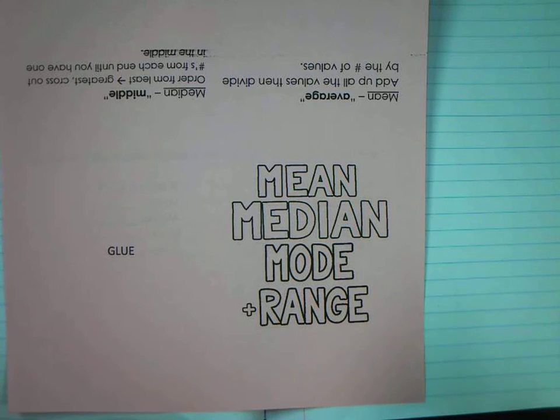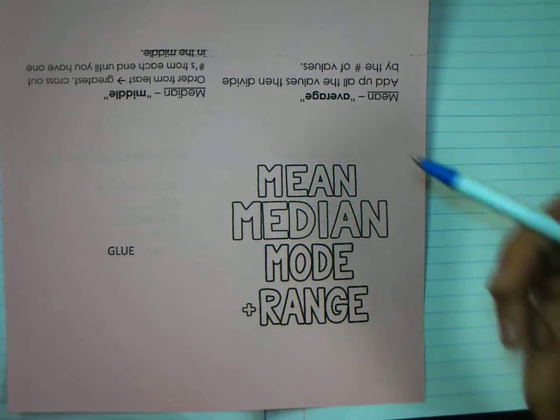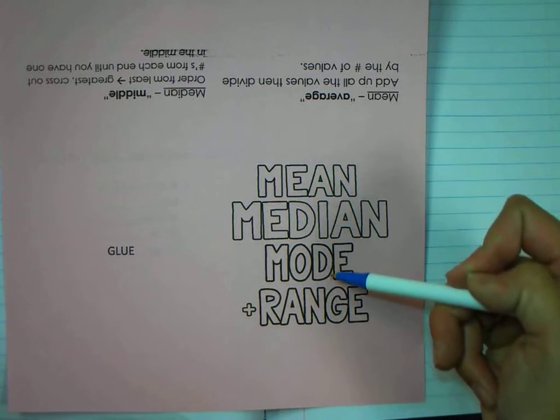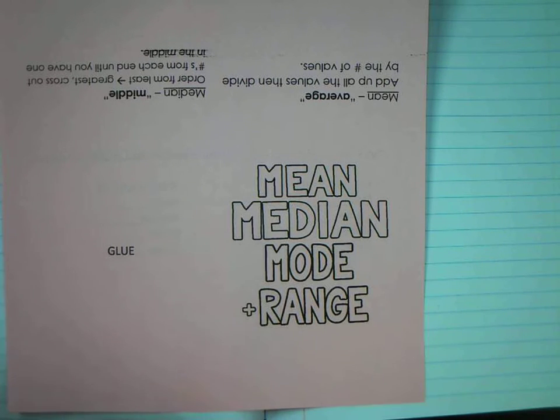Statistics section. And today's going to be a fun one. We use mean, median, mode, and range to find different parts of our data, and each of these means different things according to our data.